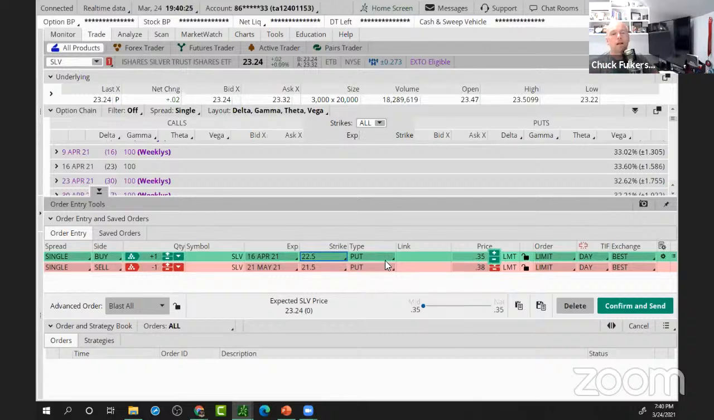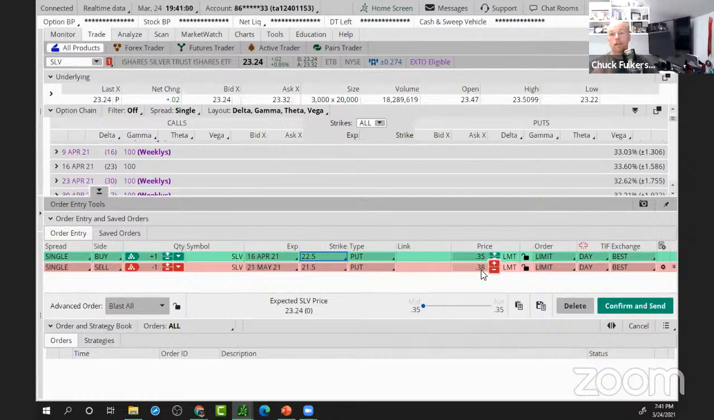Whatever, it's 2 cents. But now what I can do is I can say, well, I'm going to buy back the 2250s for 35 cents. And then I'm going to sell the 2150s for 38 cents. Now, when I do this, what am I going to get in my account in this case? You'd look at this and you'd say, well, it's a 3-cent credit.